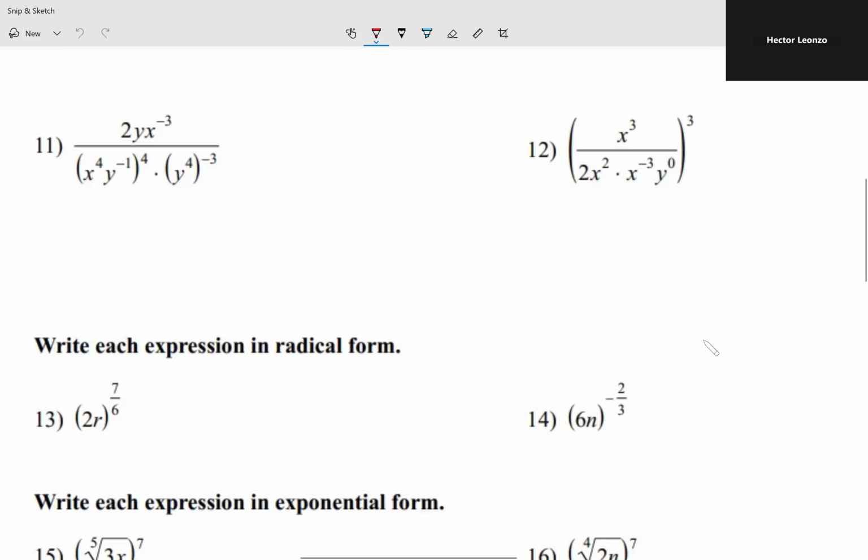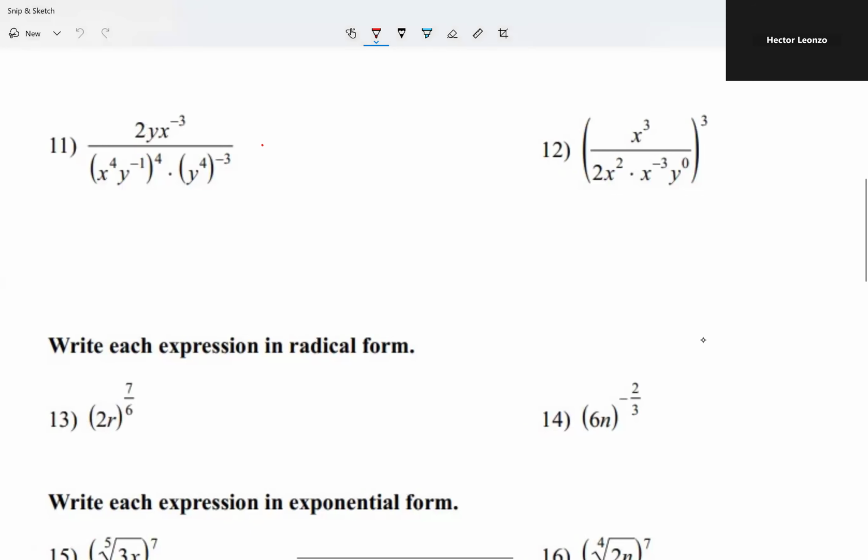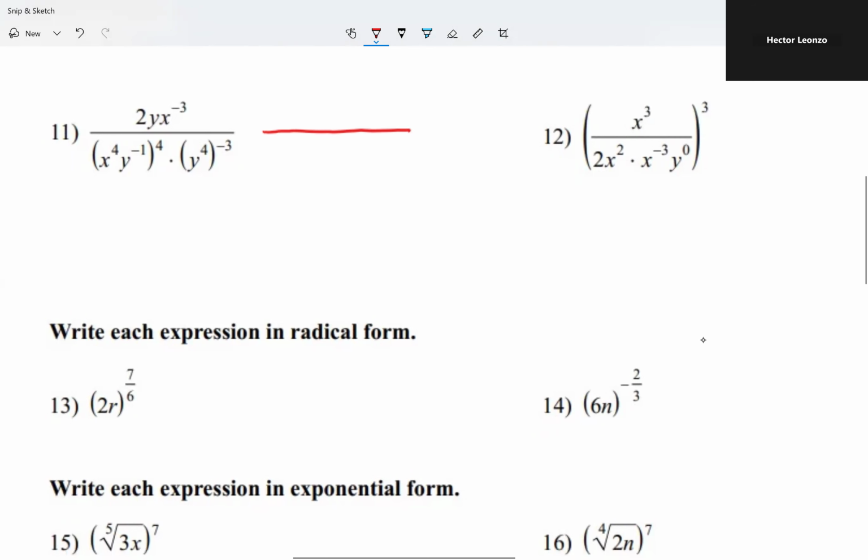First I started looking at, do I have any parentheses? I'm just looking at the top of the fraction, and I have no parentheses. I have the 2y x to the negative third. Remember, right now I'm just looking at parentheses. Now, looking at the bottom, I do have two sets of parentheses.